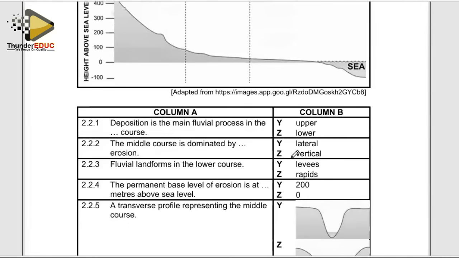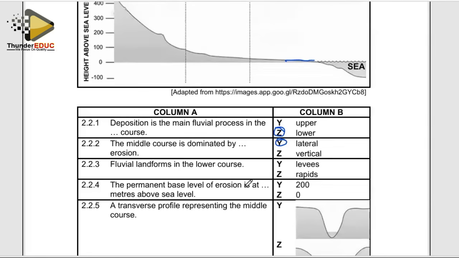Right. Deposition is the main fluvial process in the dash course. Automatically, deposition happens here where gradient is gentle and velocity is very low. So we tend to find deposition dominating in the lower course. The middle course is dominated by dash erosion. Middle course is dominated by lateral erosion. I'm going to explain those types of erosion at the end of the discussion here.